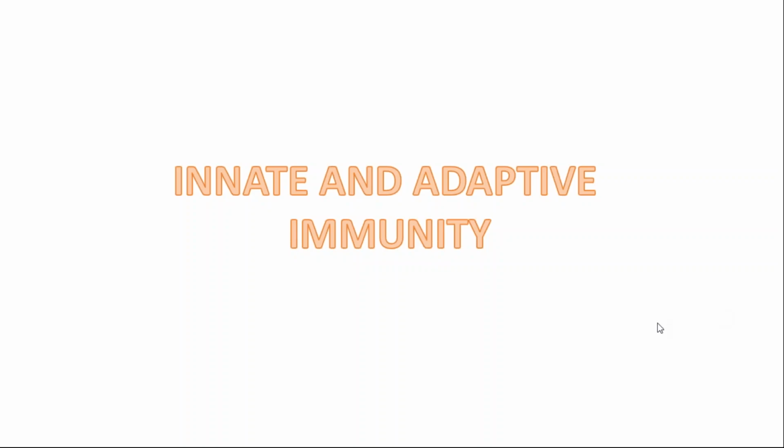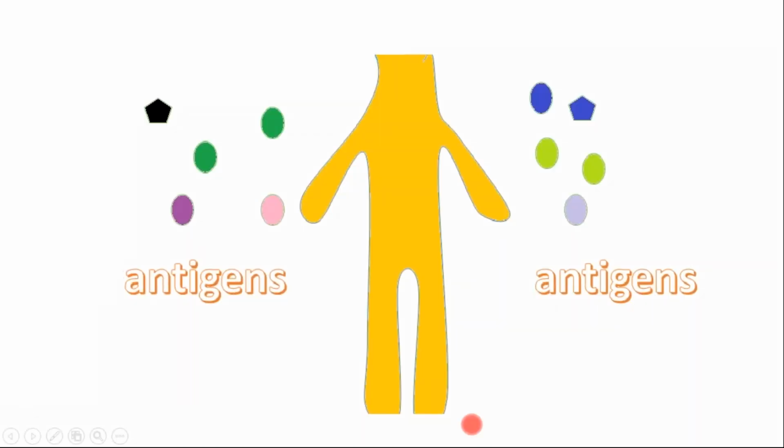Innate and adaptive. The human body is always surrounded by antigens. Antigens can be anything: microorganisms, bacteria, virus, dust particles. Anything that doesn't belong to our body is known as antigen.